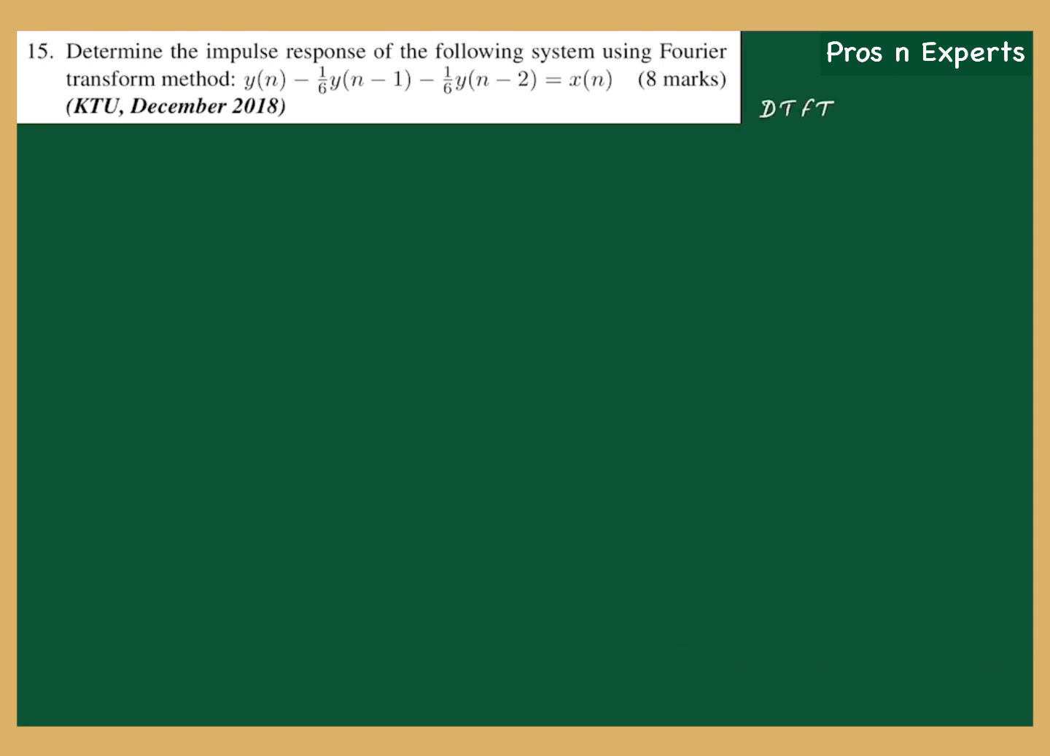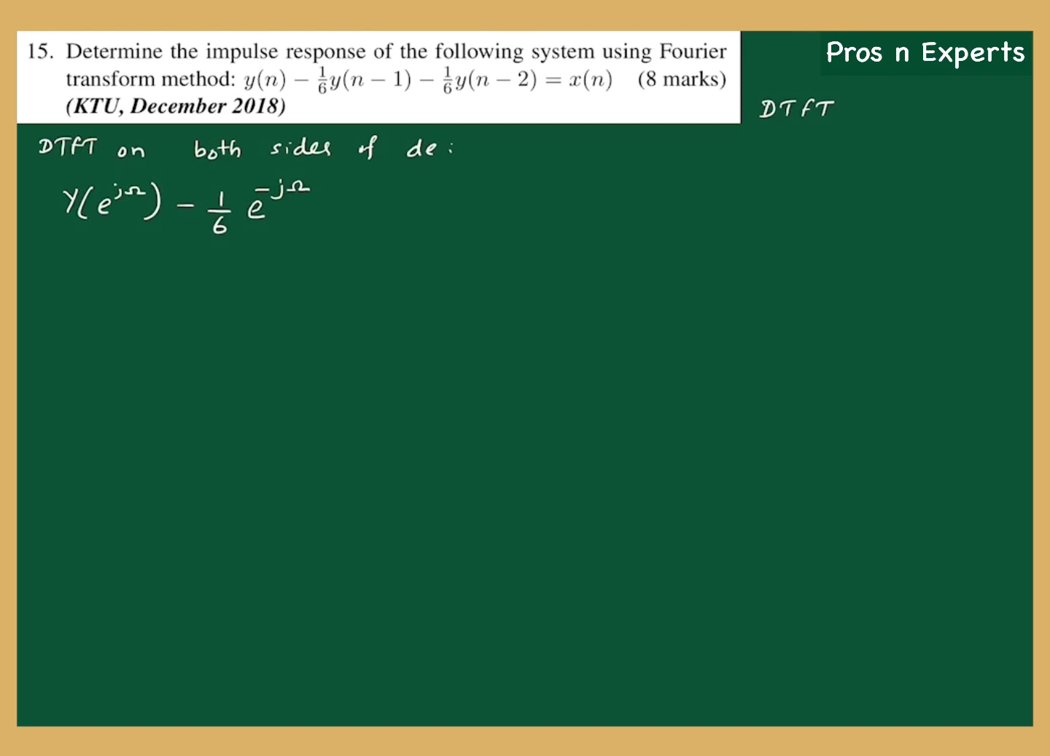Okay, so in such questions we don't have any other option but to take Fourier transform on both sides of this difference equation. So while taking Fourier transform or DTFT on both sides of the difference equation, we will get, the first term is y of n. So the Fourier transform of y is Y of e raised to j omega, minus 1 by 6 into next is y of n minus 1. Its Fourier transform will be, listen, it is a time shifted signal, so we have to multiply the frequency domain by e raised to minus j omega, right?